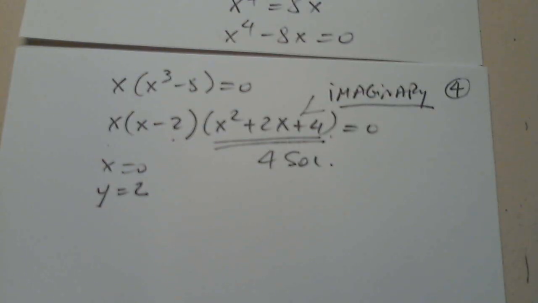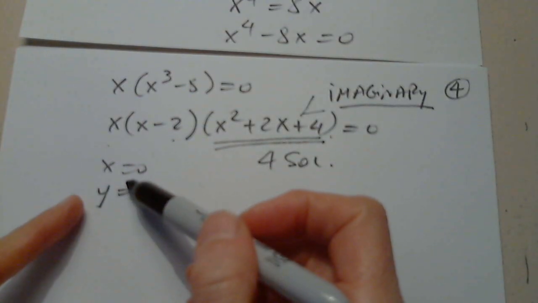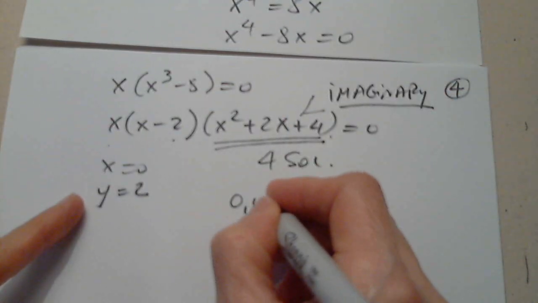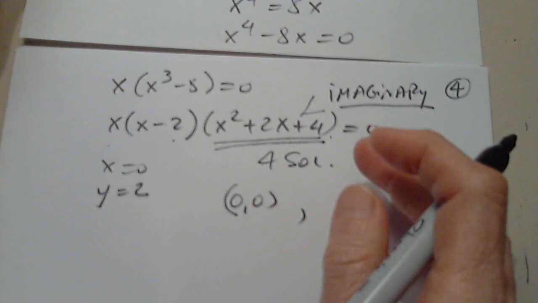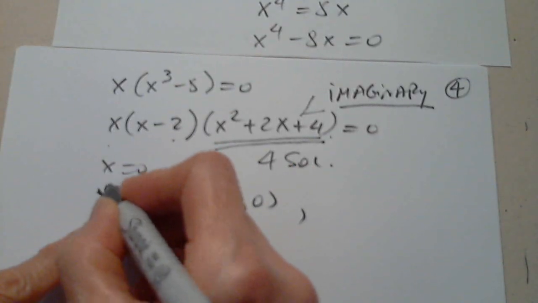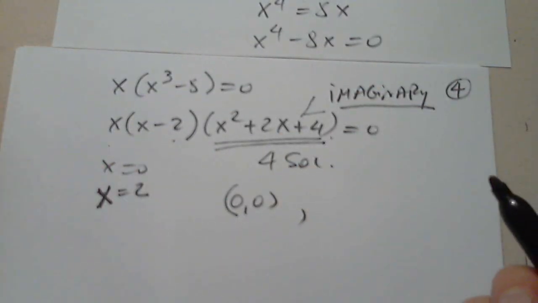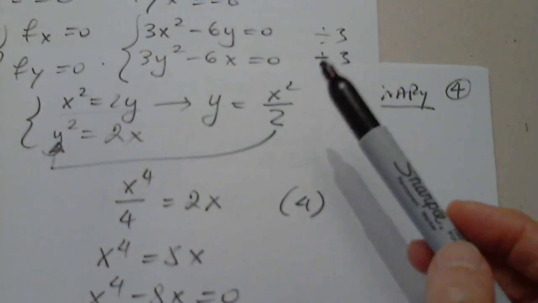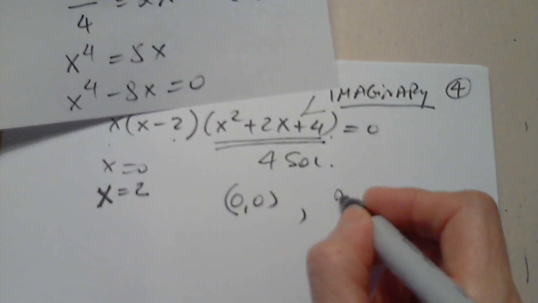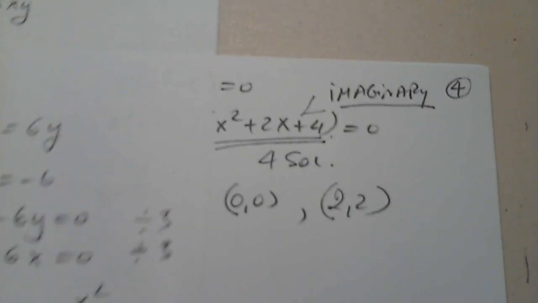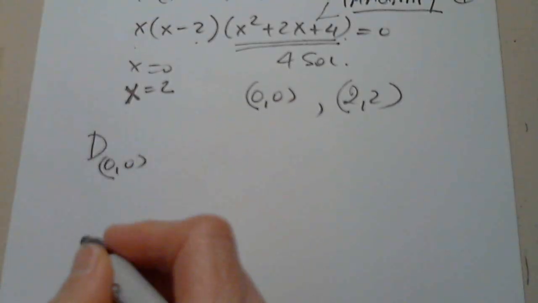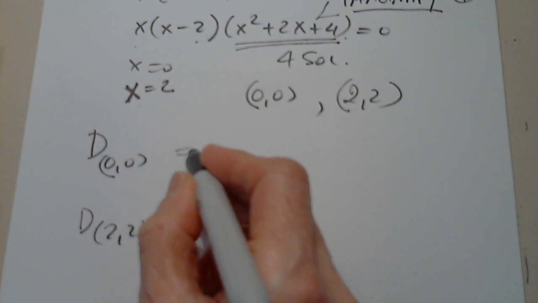So back here, when I get x equals 0, I also get y equals 0. So one point is 0, 0, and the other point is, why did I write y here? I'm sorry, makes no sense. Of course, I'm solving for x. So when x is 0, y is 0. But now when x is 2, 4 divided by 2 is 2. So I have two solutions. In other words, we have two critical points. Therefore, we have to determine D for 0, 0, and we also have to determine D for 2, 2.